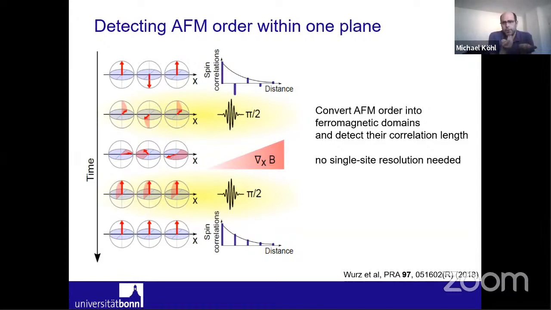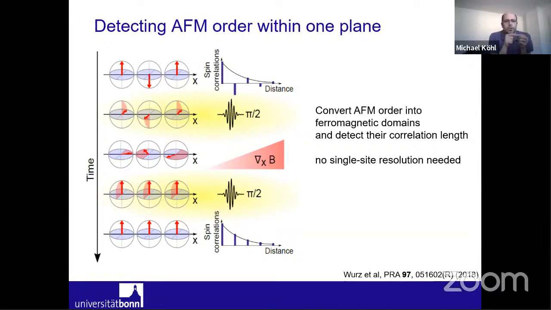And then we apply another pi/2 pulse and flip this back into the Z basis. And with this, we basically convert the magnetic order from an antiferromagnetic order to a ferromagnetic order. And what we then simply measure is the size of the ferromagnetic domains. So for this, we don't need single site resolution to get out the domain sizes.